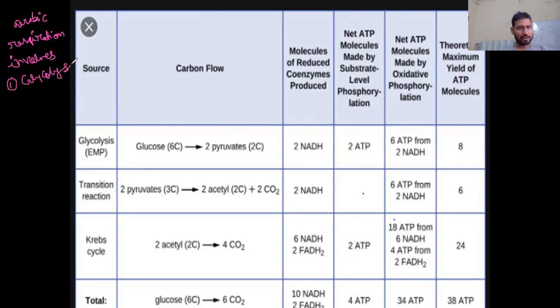which is common for all. Glycolysis is common for both aerobic and anaerobic respiration. Second is oxidative decarboxylation, which is also called the transition reaction.